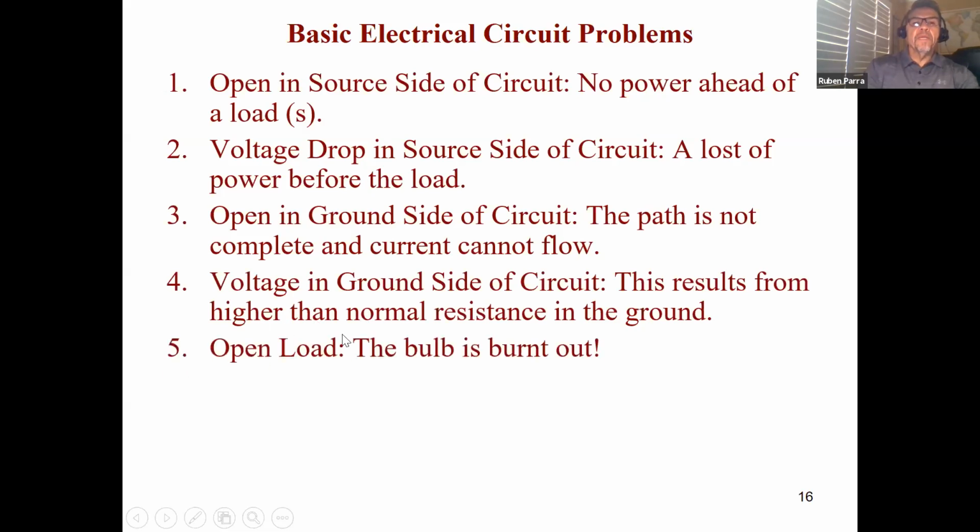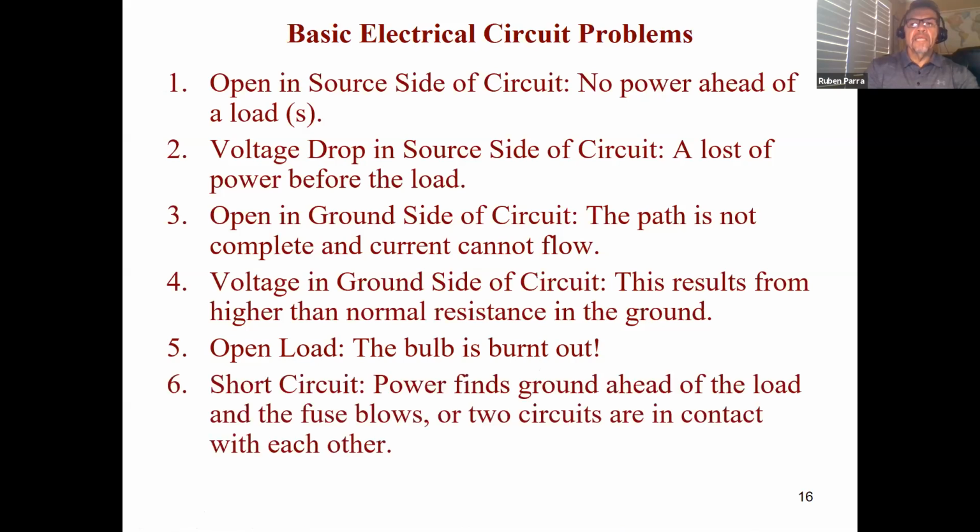Number 5 says an open load. The bulb is burnt out, okay? And number 6 is a short circuit. Power finds ground ahead of the load and blows the fuse. And then it becomes an open circuit, like number 1.